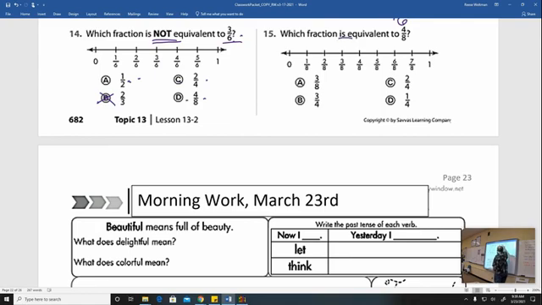Okay, next one over here. Which fraction is equivalent to 4/8? Which one of those is equivalent to 4/8? Joel? 2/4. That's right. None of the other ones are. Is that the one you guys got? Good. Do you have any questions on the math for today? Any questions on the math? Okay. Good.